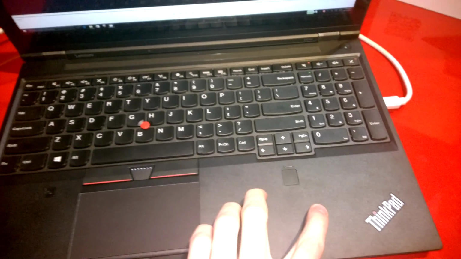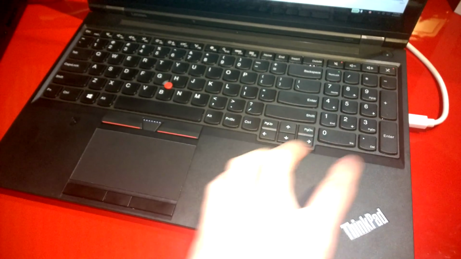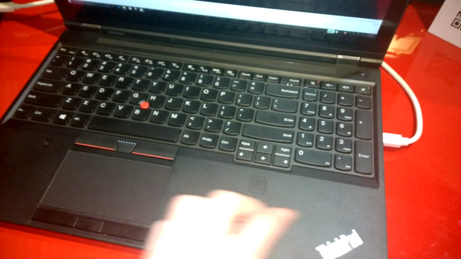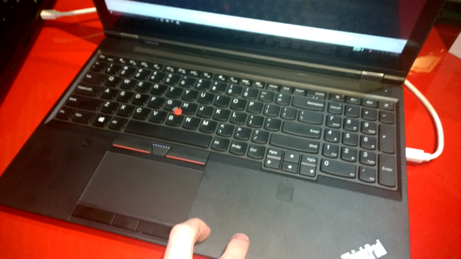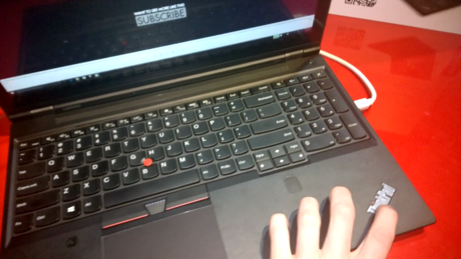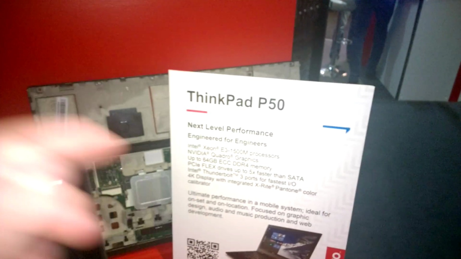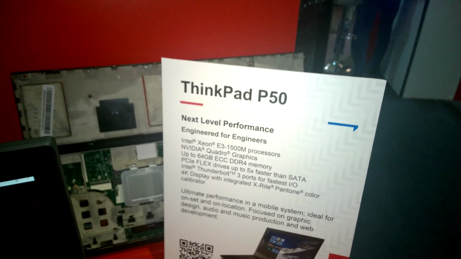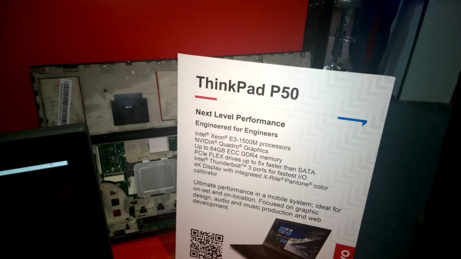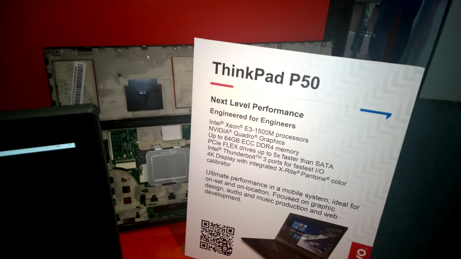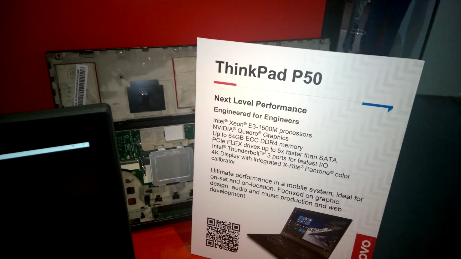We also have three storage devices inside, one 2.5 inch SSD and then two M.2 SSDs. So you have a total of three storage devices in the P50, and a total of four in the P70. We have the possibility of using Xeon processors with ECC memory, DDR4, or you can choose for Core i5 or Core i7 quad core CPUs.